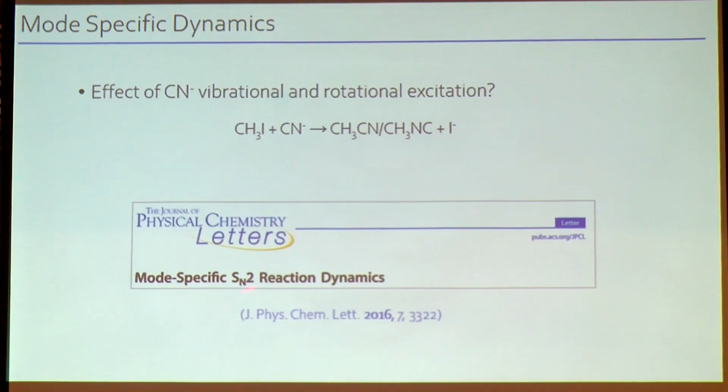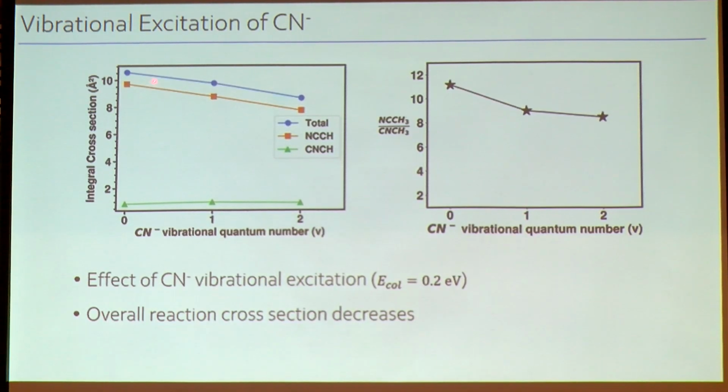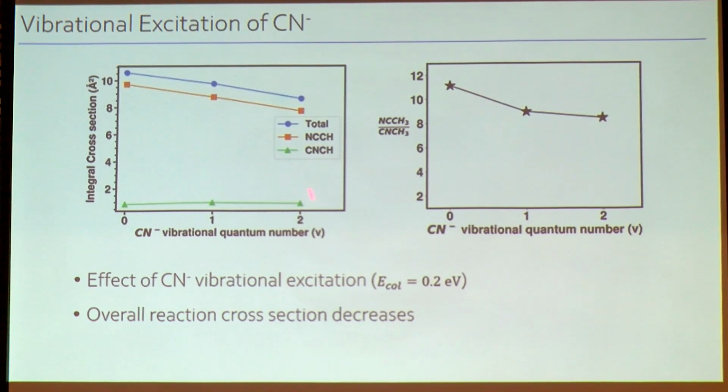Now we also wanted to do something like this. We have not done much; I have some preliminary results. There are several studies on the mode specific behavior of SN2 reactions. Since this reaction is special, it has a nucleophile that can have rotational and vibrational degrees of freedom. We can look into vibrational and rotational excitation of this reaction, and we have started some preliminary calculations that show this one particular result. When you excite the vibrational quantum number of CN minus, the overall cross section comes down. If you look at the individual isomers, the CH3NC isomer is not affected much. The CH3CN isomer cross section comes down. It leads to an overall decrease in the cross section of the reaction.